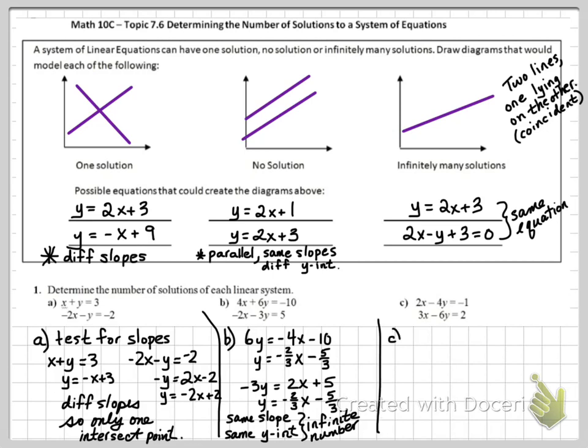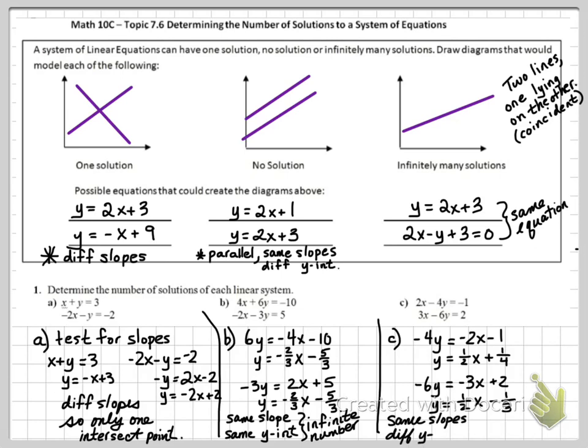Thirdly, if we rearrange this one, negative 4y is negative 2x minus 1. Divide both sides by negative 4, and you're going to get y is equal to 1/2 x plus 1/4. Second equation, negative 6y will equal negative 3x plus 2. Dividing both sides by negative 6, y equals 1/2 x minus 1/3. So this time, they are going to have the same slope, different y-intercepts. This means that they're going to be parallel. Therefore, no solution.